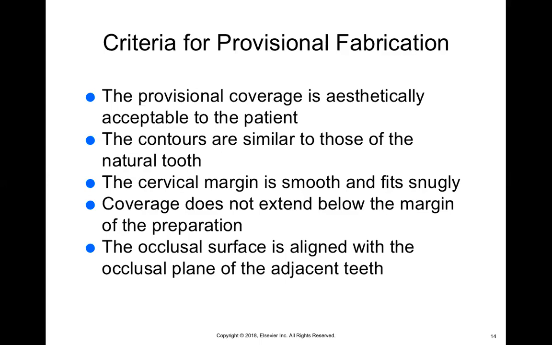And then the occlusal surface is aligned with the occlusal plane of the adjacent teeth. All that last sentence is telling you is you cannot make the crown too high or too low. It needs to fall right in line with how the patient bites down. So when you finish creating this provisional crown, you should be taking the articulating paper, having the patient bite down to make sure that they're making contact, but also to make sure that they're not hitting that crown too hard. Okay, any questions about the criteria?